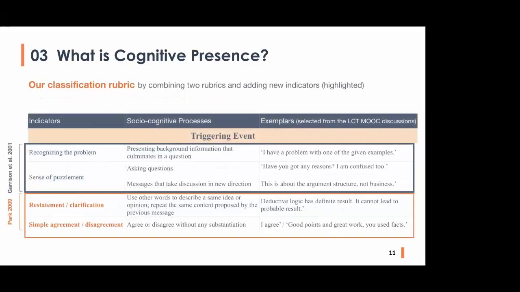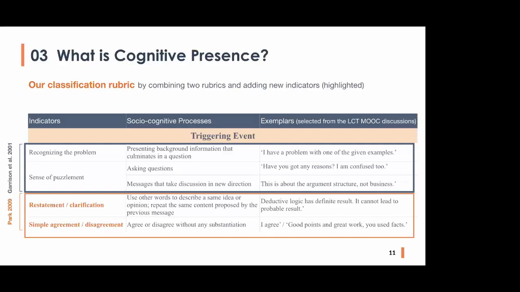For the classification rubric of each cognitive phase, we firstly applied the most widely used one offered by Garrison, Anderson, and Archer in 2001. According to their rubric, we found many messages in our target MOOC cannot be put into any of the levels. Moreover, the descriptions of some indicators are ambiguous and some are too brief, especially for the highest level, resolution. These problems confused our human raters.